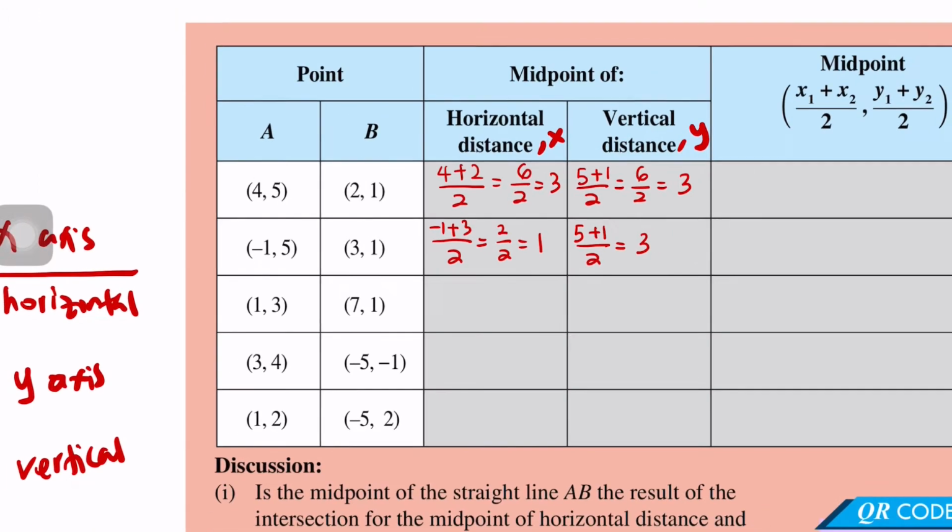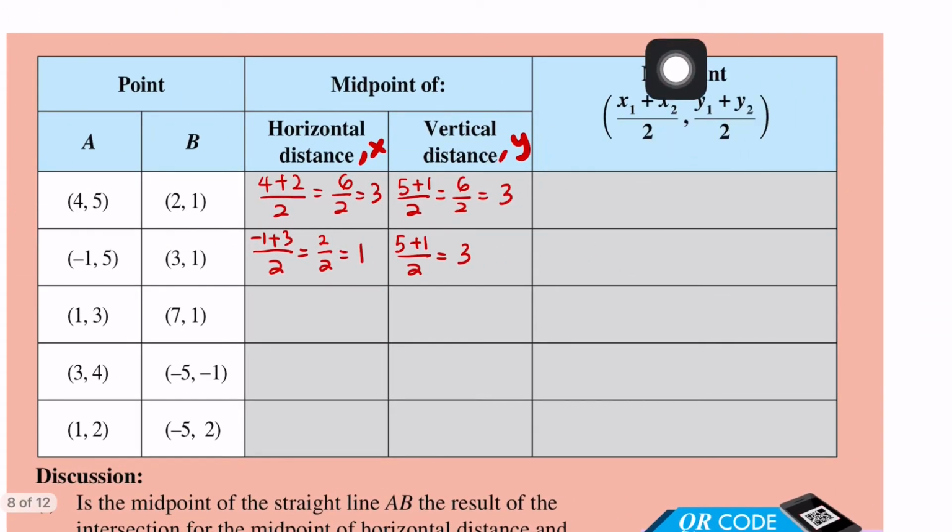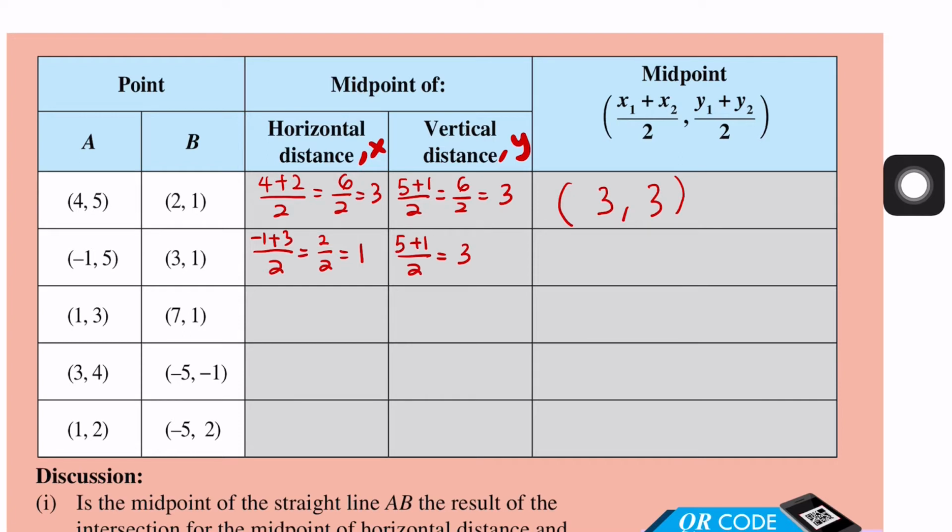Okay, so let's look at the midpoint. Actually the midpoint of the whole point is x1 plus x2 divided by 2, which is actually this value. So this is equals to 3. The second part, y1 plus y2 divided by 2, is actually this part. So this is equals to 3. So the midpoint of line AB is 3, 3. The same with the second point, so we have 1, 3. Boleh? So this one you can do it yourself.